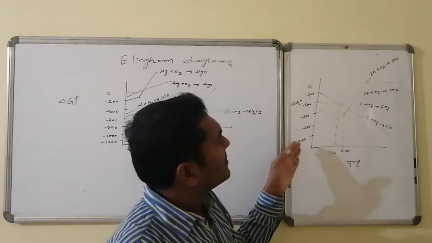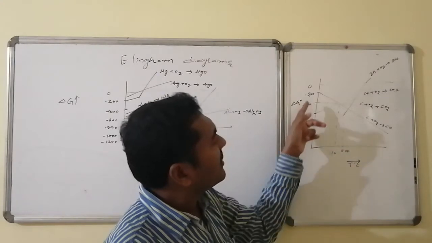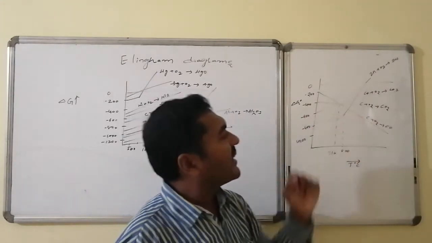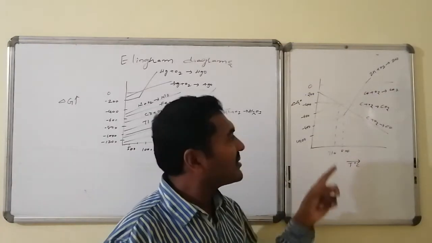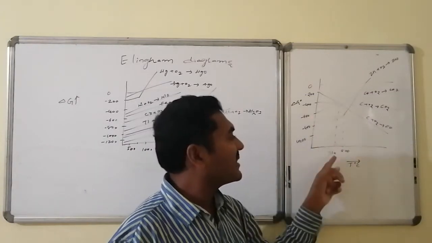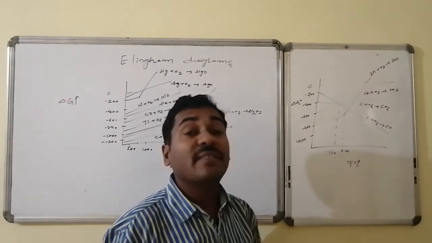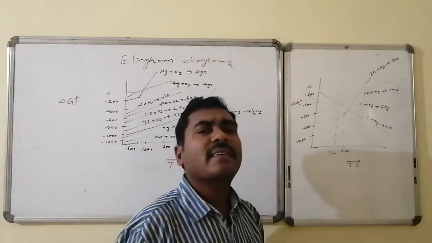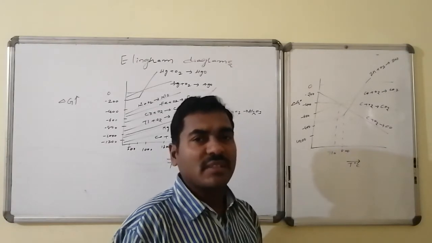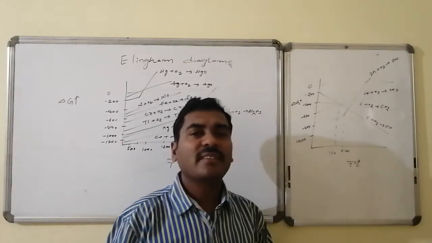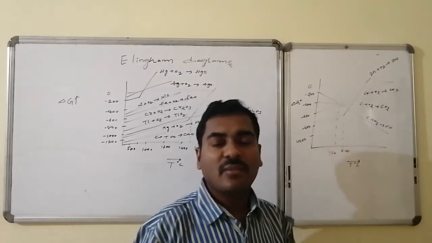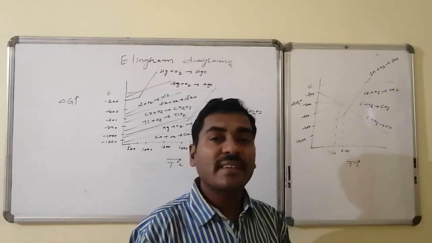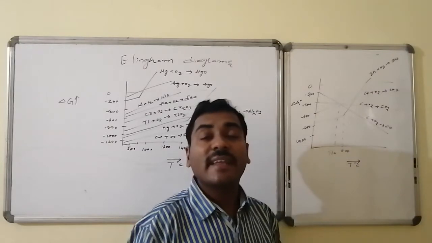Here these lines, that is carbon to carbon monoxide formation, similarly carbon to carbon dioxide formation, and carbon monoxide to carbon dioxide formation, intersect at a particular temperature, that is 710 degrees centigrade. So 710 degrees centigrade is the deciding one, because that is also a somewhat abnormally high temperature. Below that temperature, what is the best reducing agent, and above that temperature, what is the best reducing agent, can be known from the Ellingham diagrams.